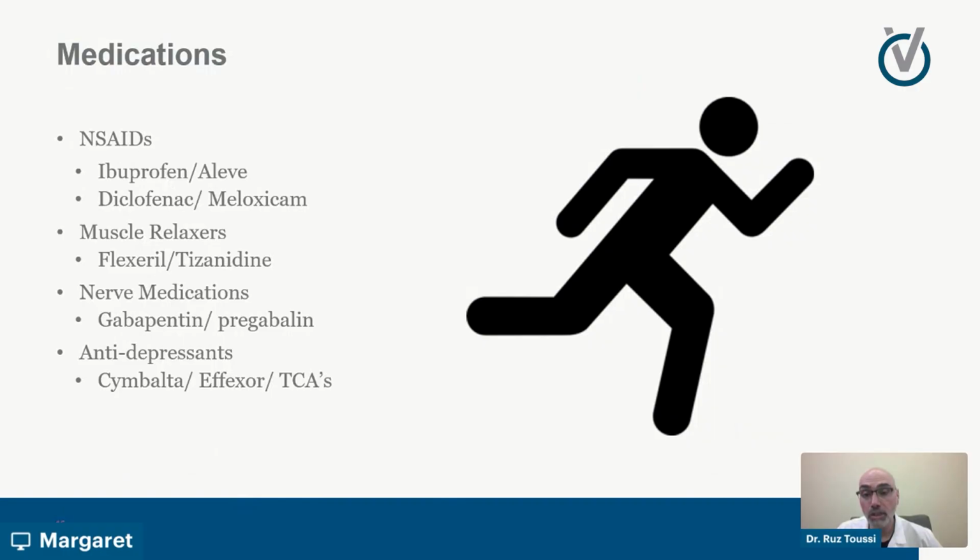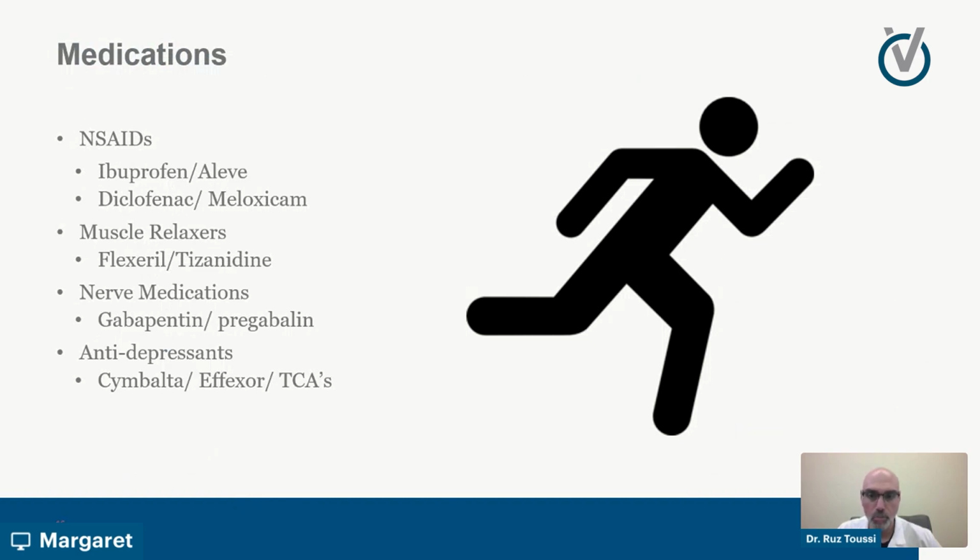blood thinners. For muscle relaxers, there are several of these: Flexeril, tizanidine, baclofen, methocarbamol, that can treat the muscle pain caused by underlying spine issues. These have multiple mechanisms of action, so just because you didn't respond to one does not mean that another one will not help. Then we have our nerve medications such as gabapentin or pregabalin, otherwise known as Lyrica.